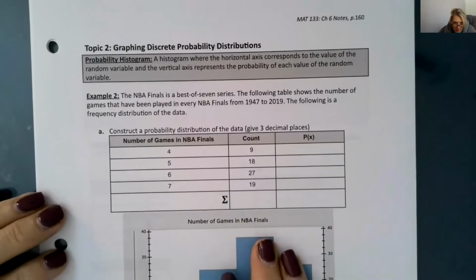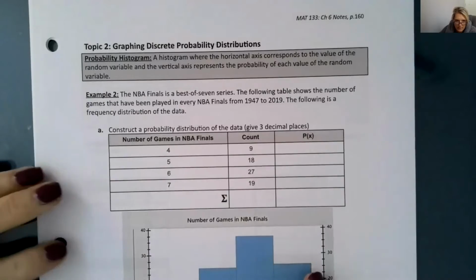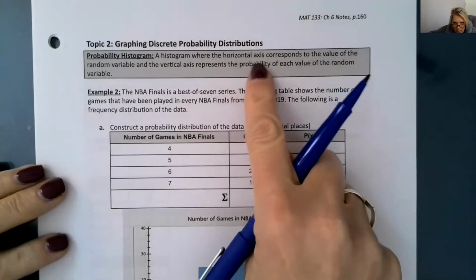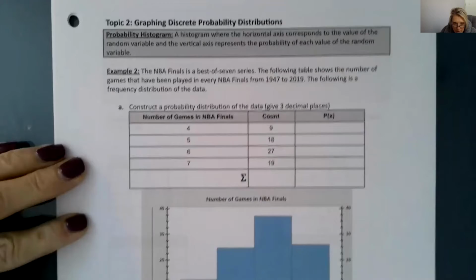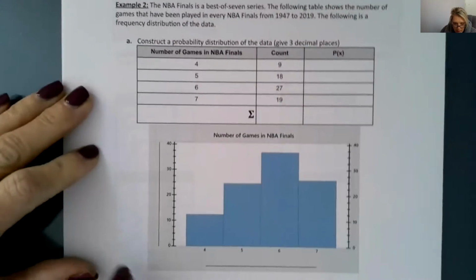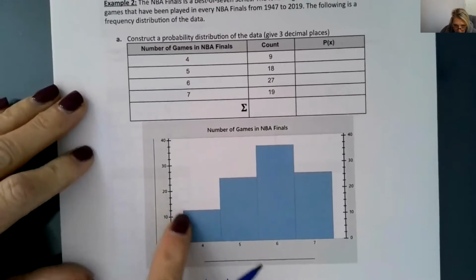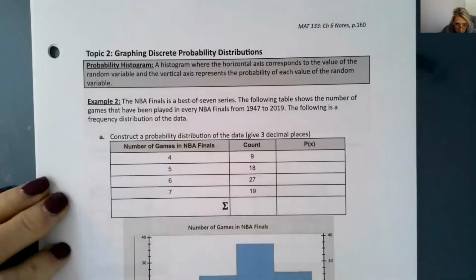Okay, so a probability histogram. We have actually looked at these in chapter 2 and a little bit in chapter 3. You just didn't realize it. It's a histogram where the horizontal axis corresponds to the value of the random variable, and the vertical axis represents the probability of each value of the random variable. And probability meaning essentially the relative frequencies that we did in chapter 2.